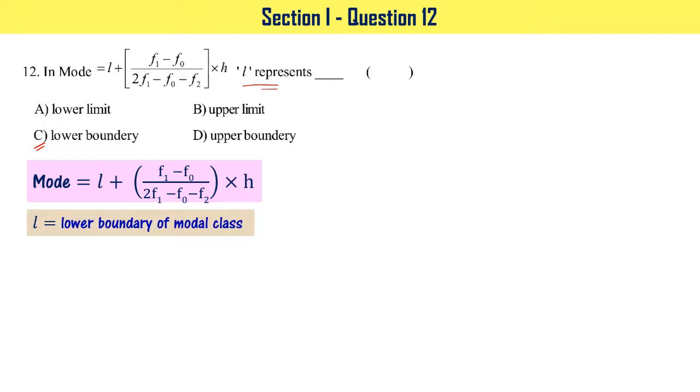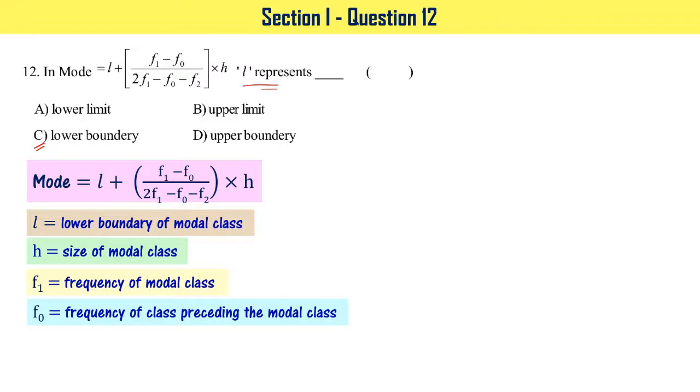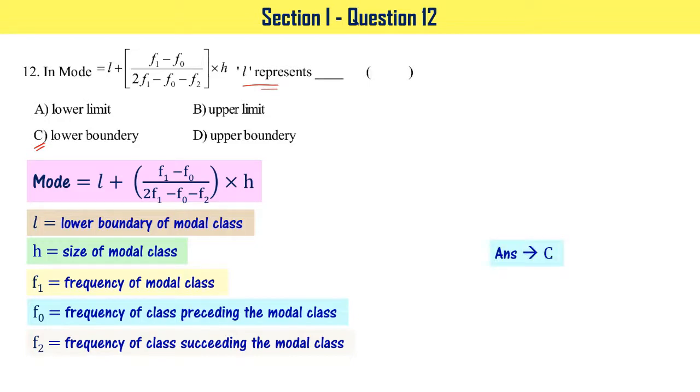It's better to recall what the other variables are. H denotes the size of the modal class. F1 denotes the frequency of the modal class. F0 is the frequency of the class preceding the modal class. F2 is the frequency of the class succeeding the modal class, right? Now to answer the question, we say choice C is the answer, right?